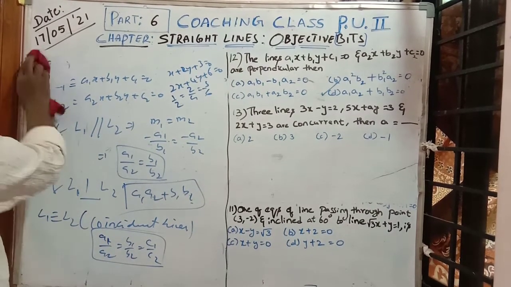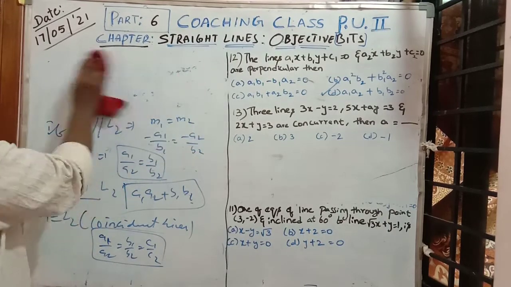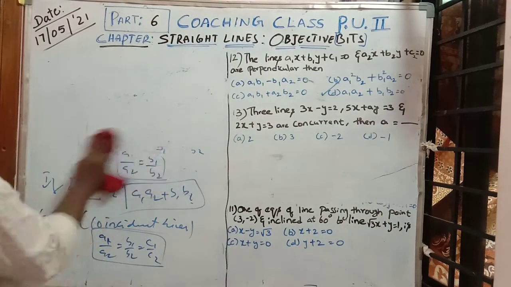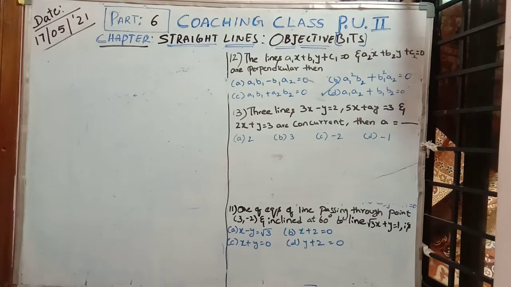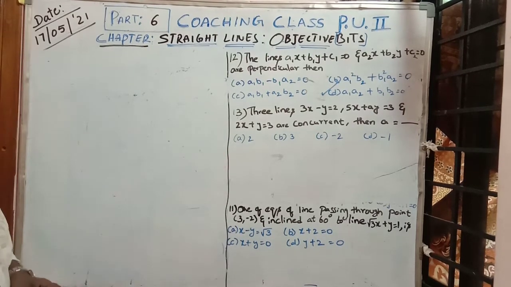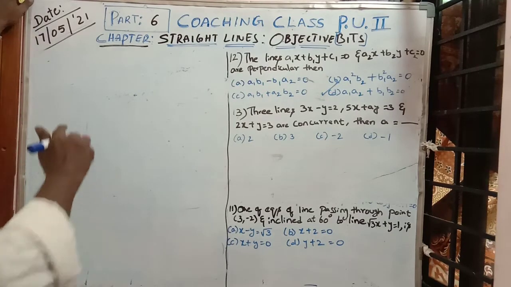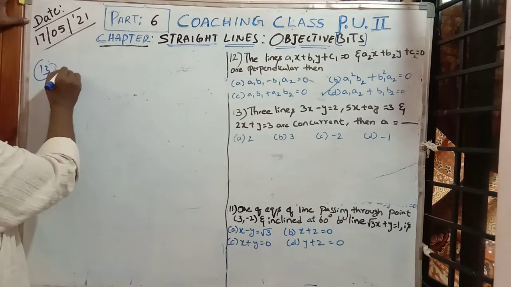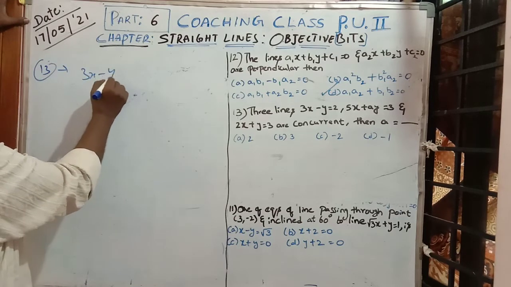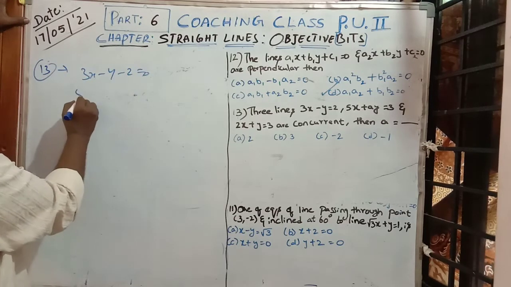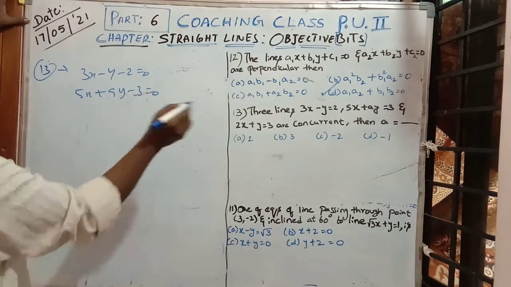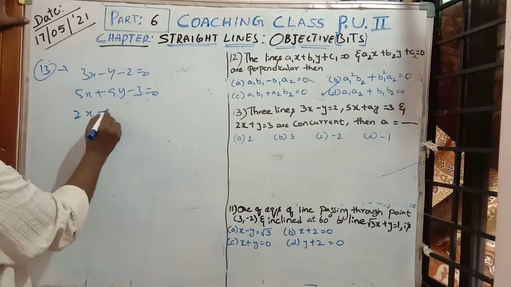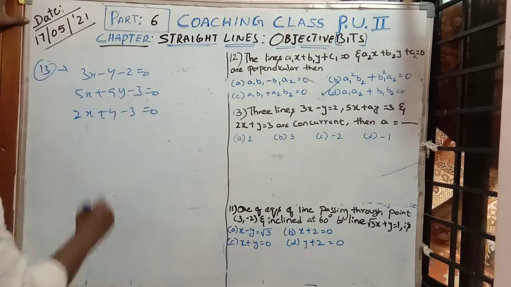Now we'll go to the next one, the 13th problem. The 13th problem says three lines are concurrent. What are the three lines? 3x minus y minus 2 is equal to 0, 5x plus ay minus 3 is equal to 0, and 2x plus y minus 3 is equal to 0.